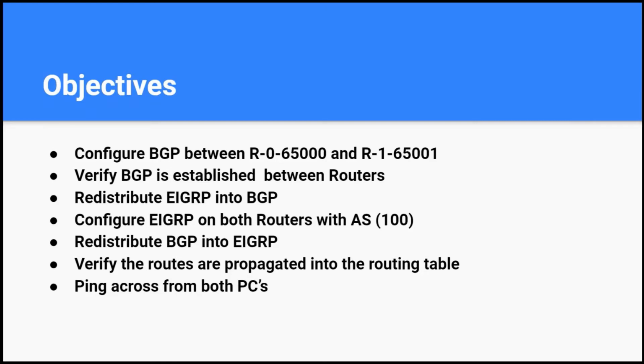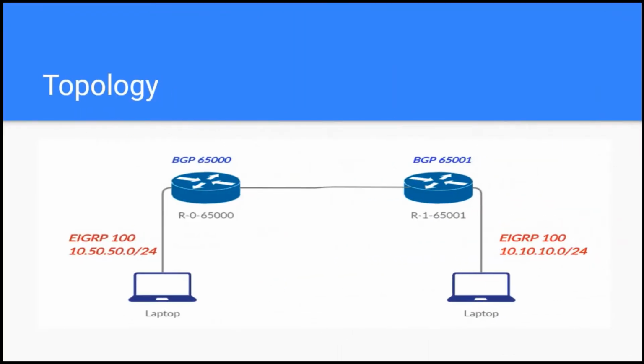Alrighty, now let me show you our topology we're going to be working with. Pretty simple topology, 2 routers, 2 laptops. We have EIGRP 100 on both sides and BGP 65001 and 65000.